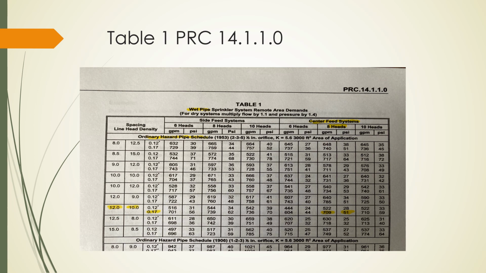Leave that alone for right now. And the demand for the area with the sprinklers that will activate is 709 GPM at 51 PSI. Very, very straightforward and simple. So for those people that know what density means, that know what different occupancy requirements would be, you're good to go.